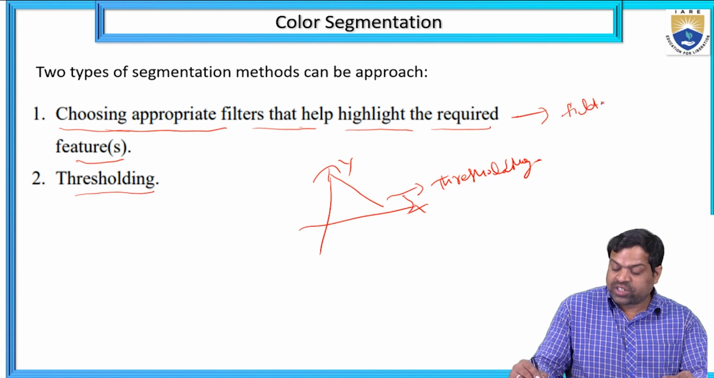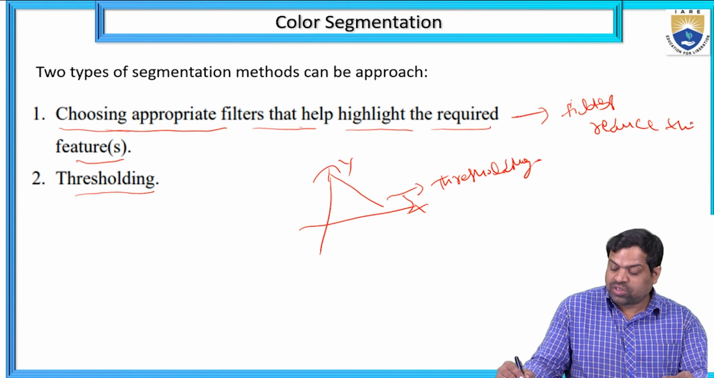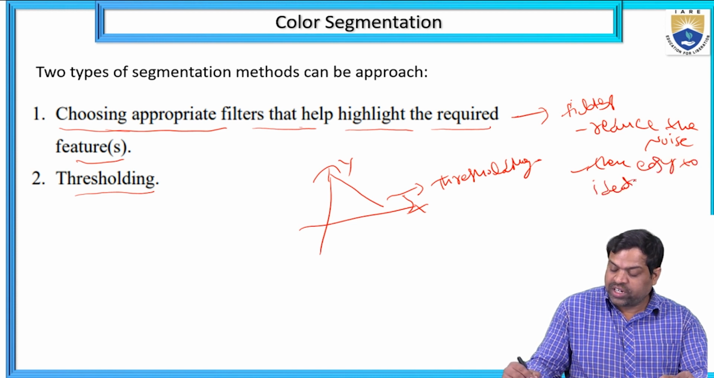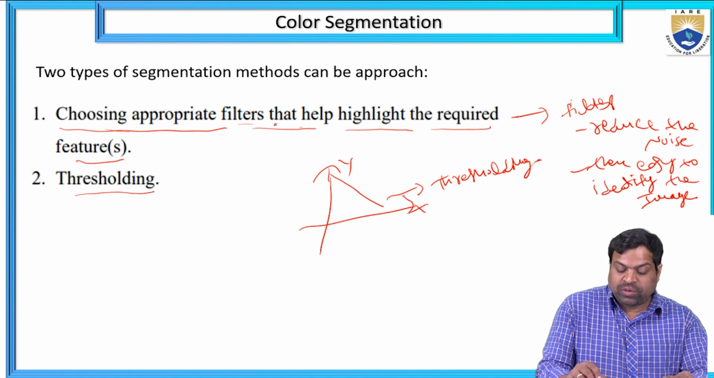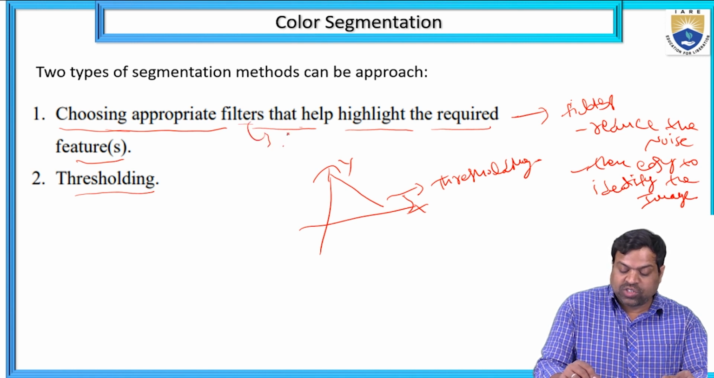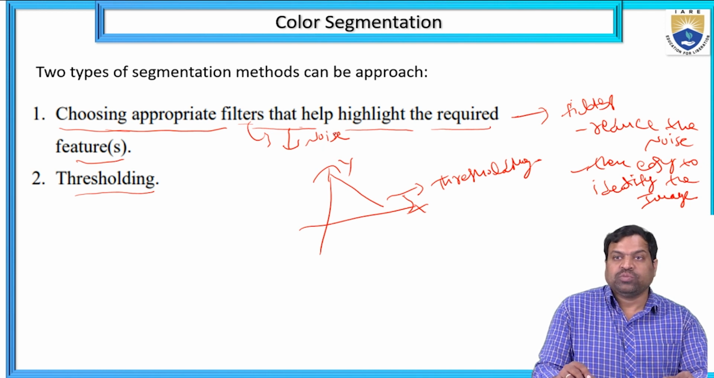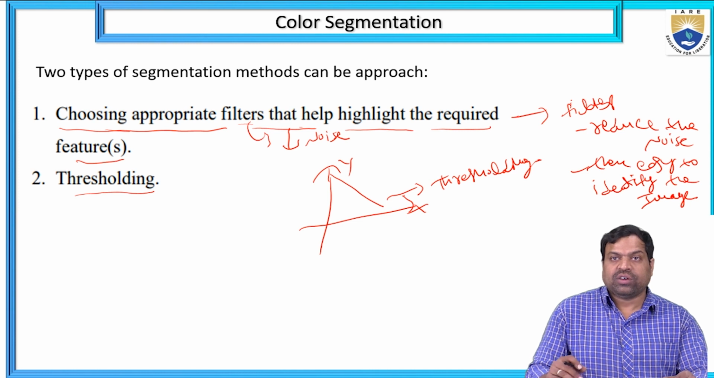So what is the need of filters? Reduce the noise, then it is easy to identify the image. So when we are going to the filter, we are reducing the noise. So what is the need of reducing the noise? It is to easily identify the image. That is the need of filters.